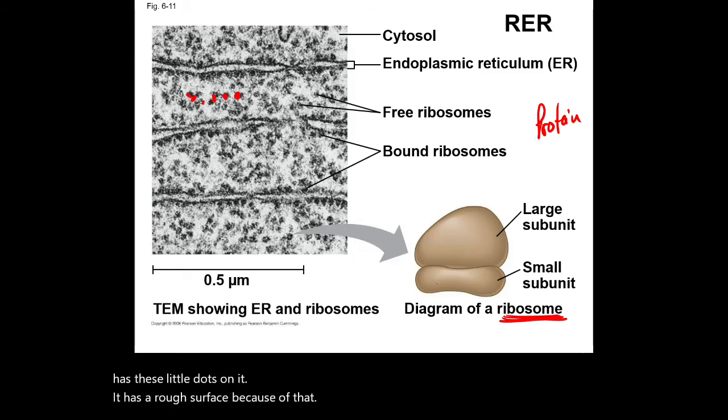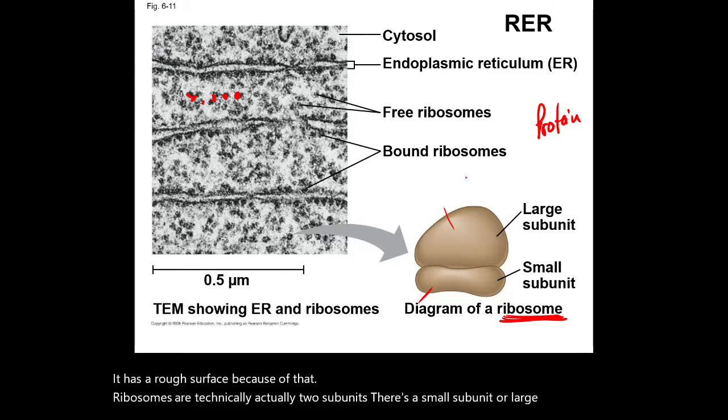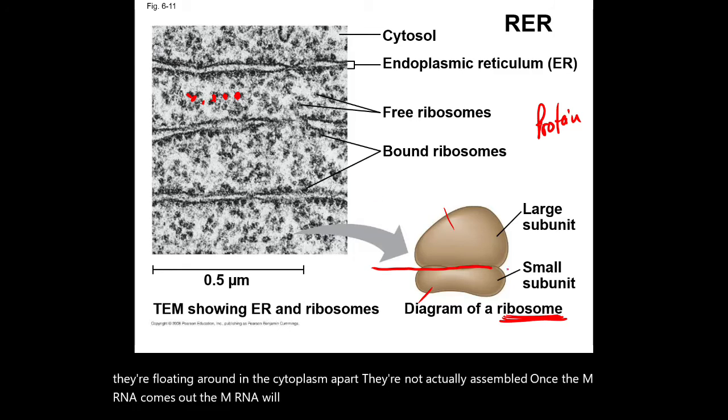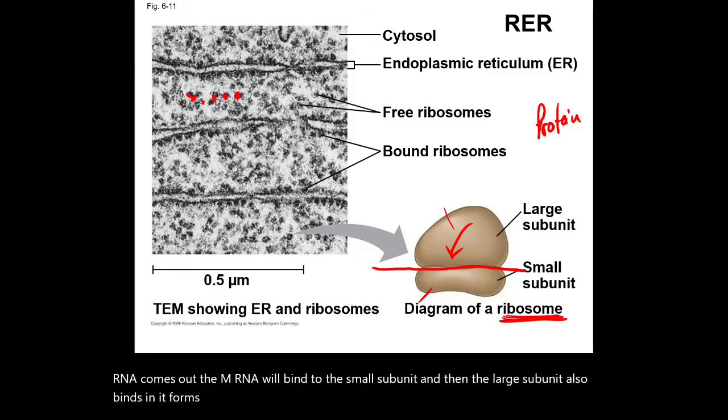Ribosomes are technically actually two subunits. There's a small subunit, a large subunit, and they're floating around in the cytoplasm apart. They're not actually assembled. And once the mRNA comes out, the mRNA will bind to the small subunit, and then the large subunit also binds, and it forms this complex. So they clamp the mRNA in the middle, and then they read the message on the mRNA to make protein.